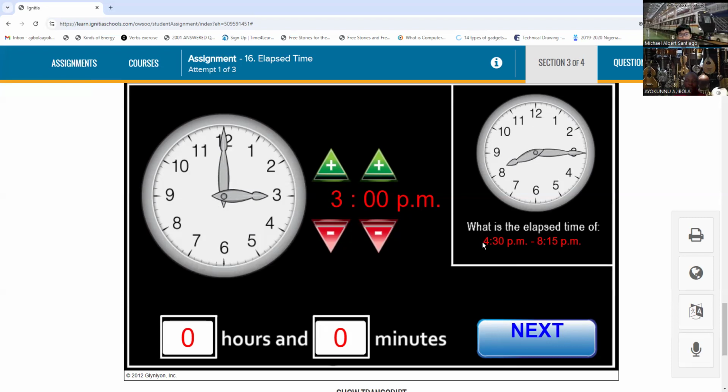What is the time between 4:30 p.m. and 8:15 p.m.? So from 4:30, this is going to be 4:30. So we're going to 8:15, okay? Now 5:30, that's an hour. 6:30, that's an hour. 7:30, that's an hour.